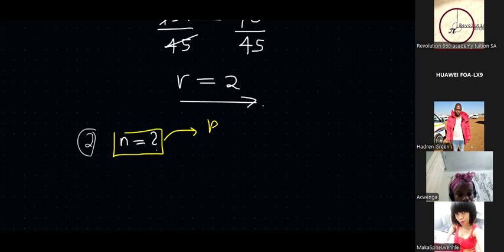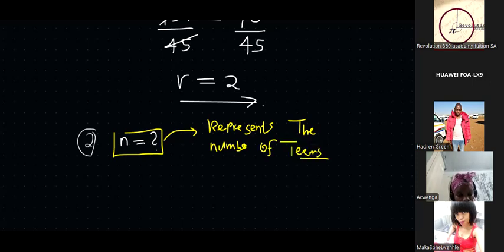Represent the number of terms. Always, if you see a number of terms, you must know that n represents the number of terms, and it's a question mark. Basically, on this question, when they say how many terms are there in the series, they want us to determine n, how many terms are there in the series.